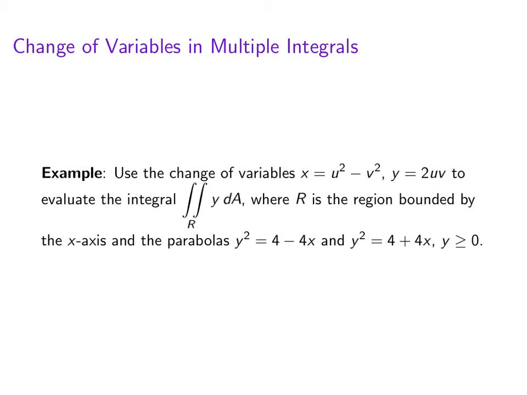Hello, calculus fans. Let's use a change of variables. The one we'll use is x equals u squared minus v squared, y equals 2uv, to evaluate the integral of y over the region R, where R is bounded by the x-axis and the parabolas y squared equals 4 minus x squared and y squared equals 4 plus x squared. And we want y to be bigger than or equal to 0.